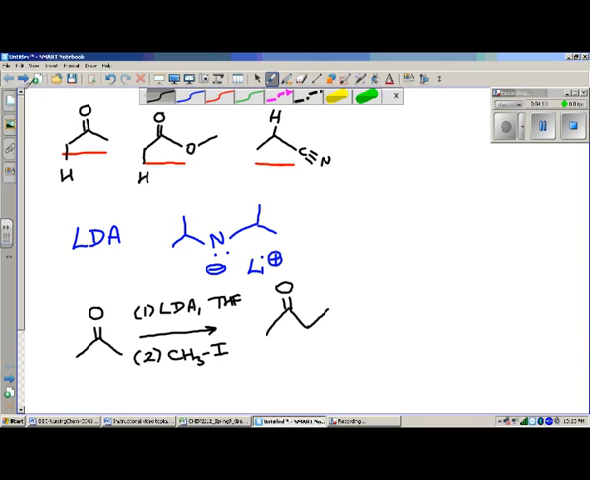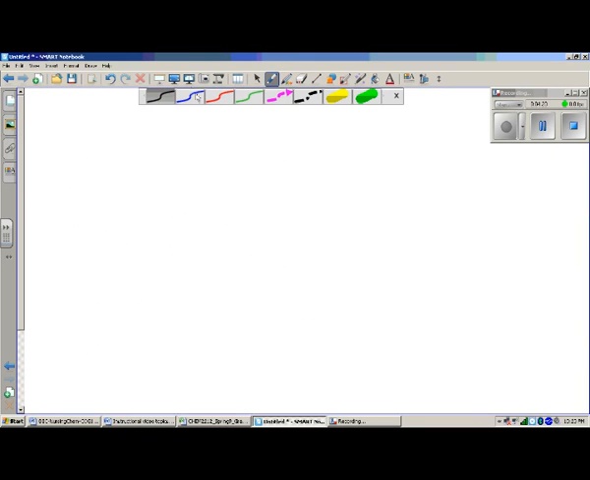Alright, now let's take a look at the mechanism. It's almost exactly the same. If we were just to use an ester here, and let's just draw this out, we want to do an alkylation at this carbon, or this hydrogen I should say, because that's the only acidic hydrogen now.